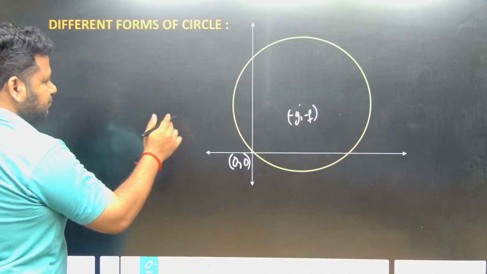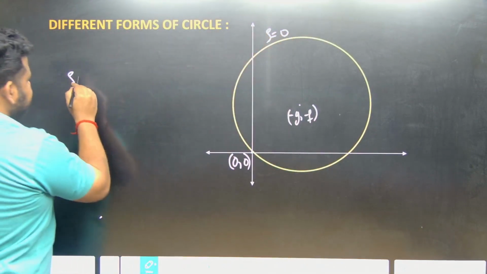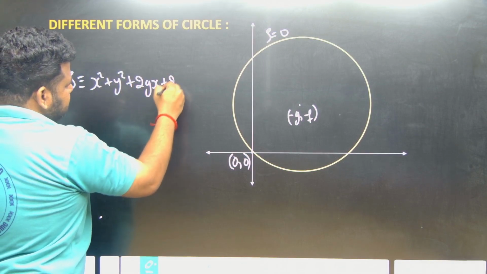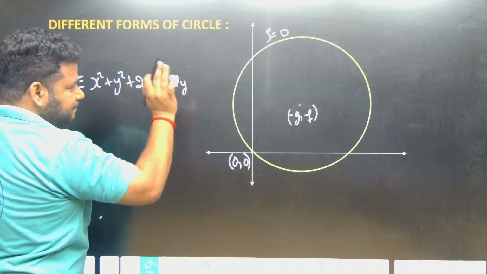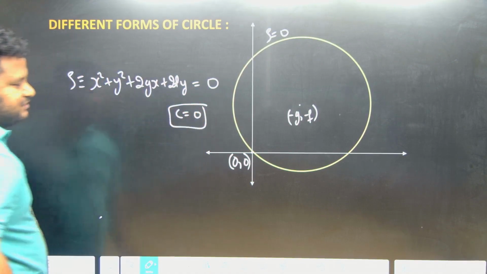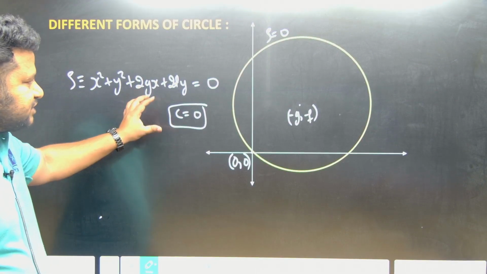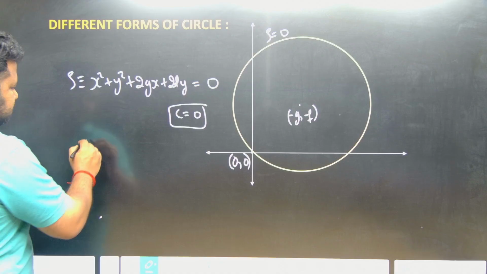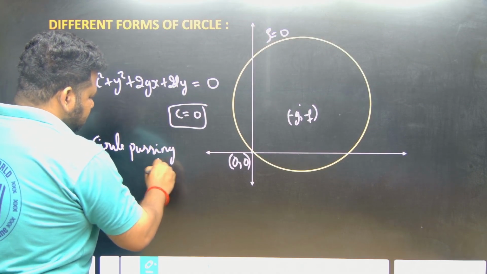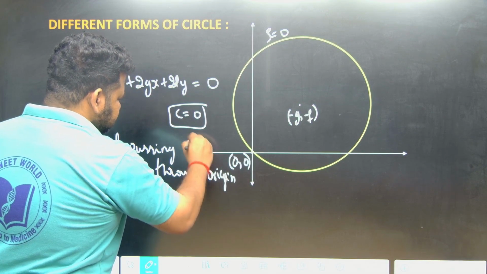Before coming to that, let me talk about the general equation of the circle. Let S be equal to 0. So S will be x square plus y square plus 2gx plus 2fy plus c, which equals 0. If a circle is passing through the origin, not the center at origin, the constant value c will be equal to 0. For a circle passing through origin, c will be equal to 0.